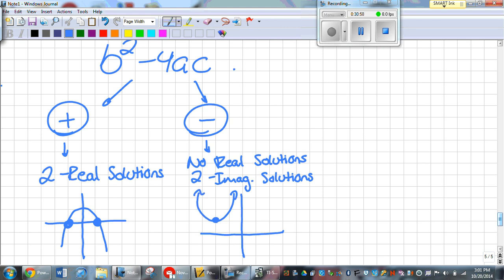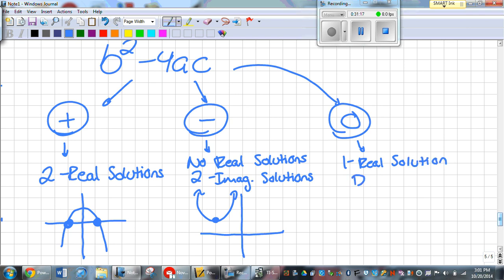Now, the last case scenario is if your discriminant ends up being 0. That means that you are going to have one real solution, which we call a double root. A double root occurs when, again, the vertex is on the x-axis.